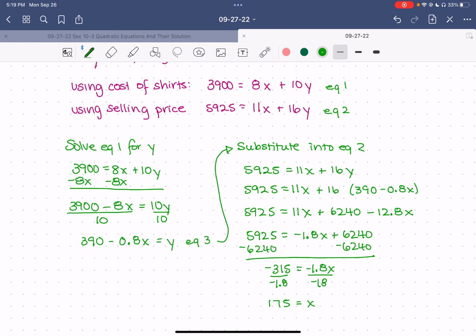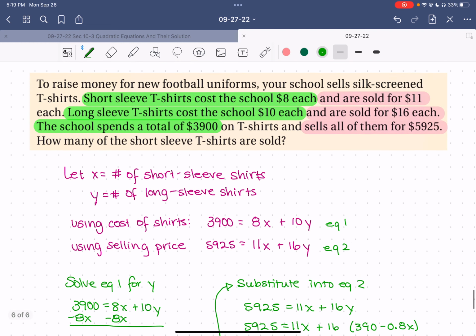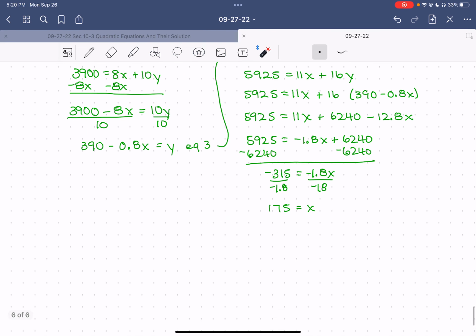Now let's see what the question was actually asking. How many short sleeve shirts were sold? X is the number of short sleeve shirts. We found X. We've answered the question. There were 175 short sleeve shirts sold. Boom, and that's it.